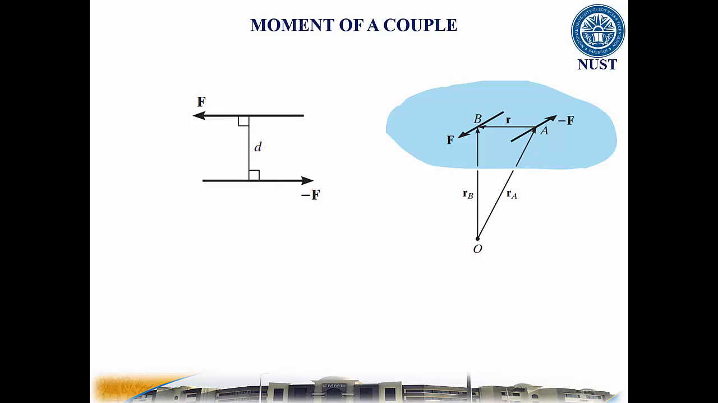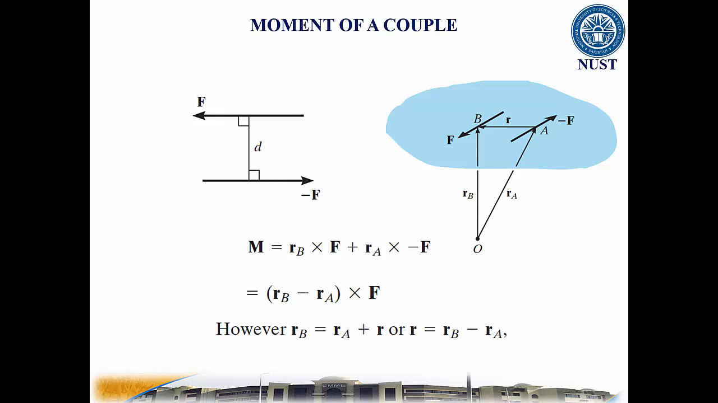For example, in this figure, the couple moment determined about O is M equal to rB cross F plus rA cross minus F. However, rB equals rA plus r, or r equals rB minus rA, so you can replace in this equation. This result indicates that a couple moment is a free vector, such that it can act at any point, since M depends only upon the position vector r directed between the forces and not the position vectors rA and rB directed from the arbitrary point O to the forces.